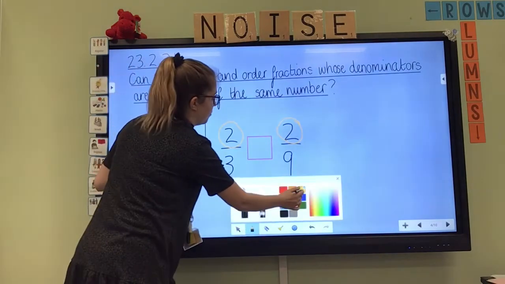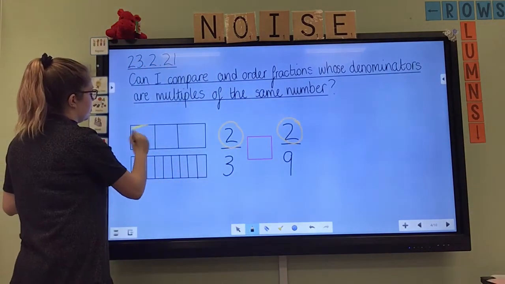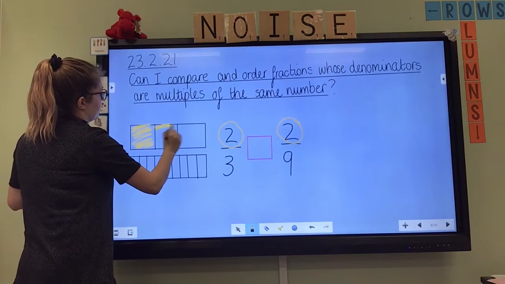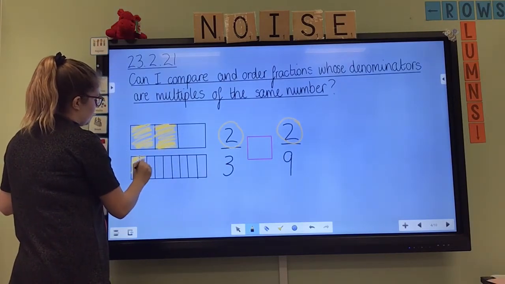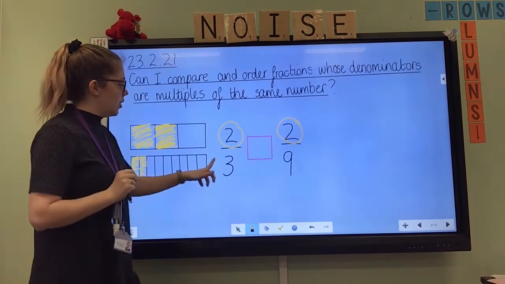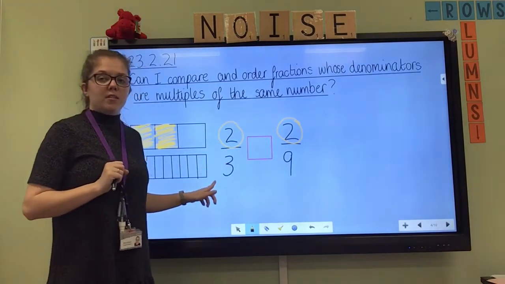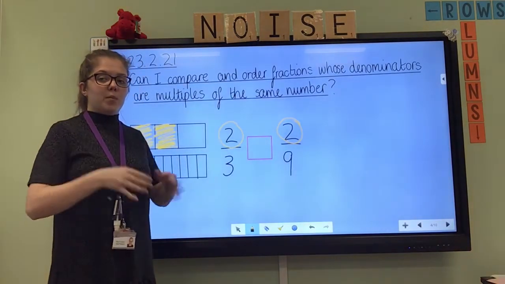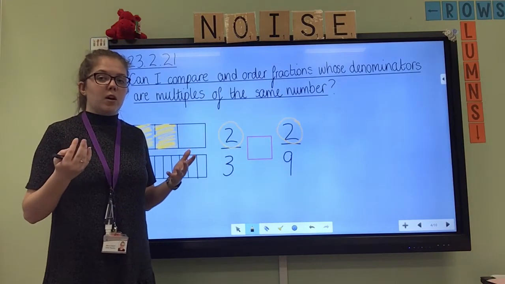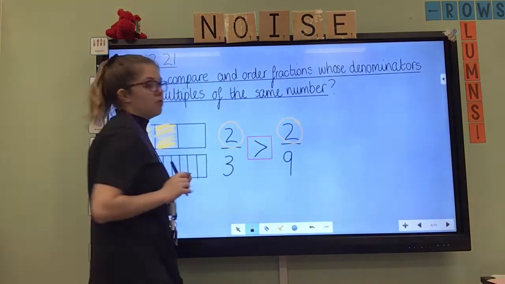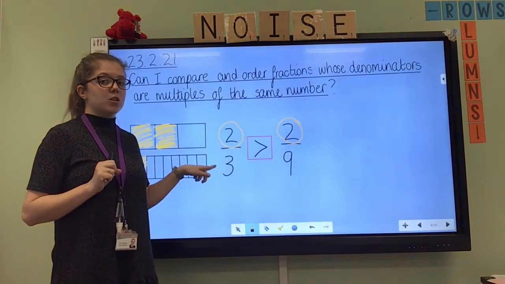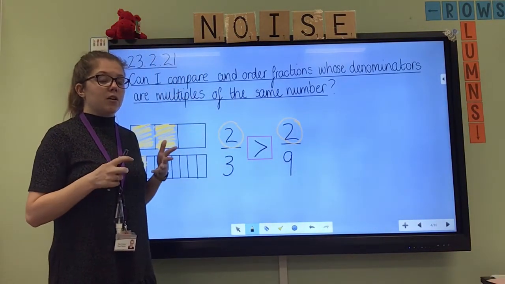So I know before I've even shaded these that 2/3 is going to be a lot bigger than 2/9, and that is the rule. It's a little bit backwards, but the smaller the denominator number, the bigger the fraction or the bigger the portion you are going to get. So I know that 2/3 is bigger than 2/9 because the smaller denominator is actually the bigger fraction.